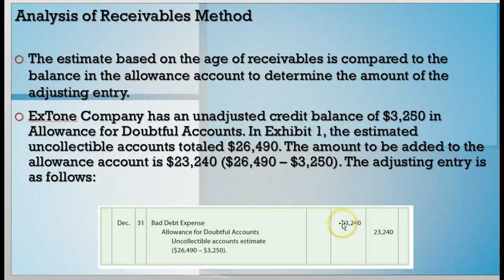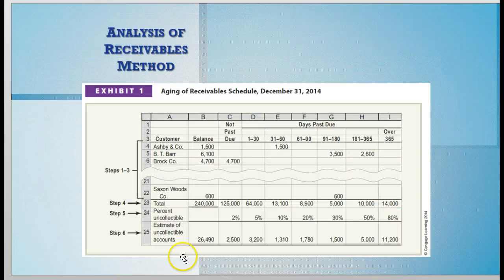A bad debts entry here, and add that to your... hold on, let's go back here. This says 26,490. Okay, I need to explain this.